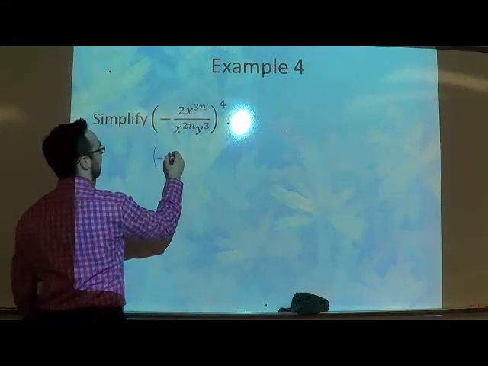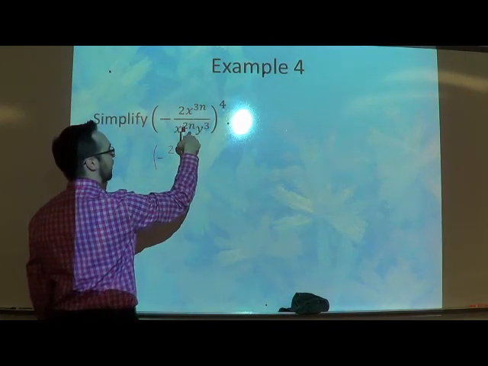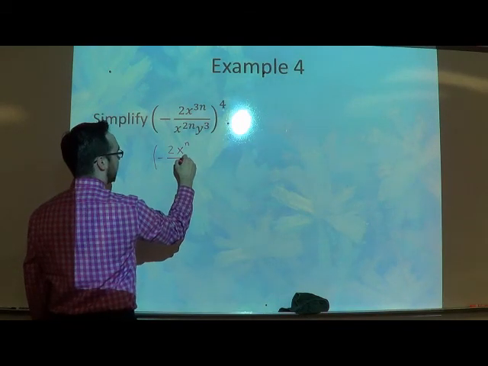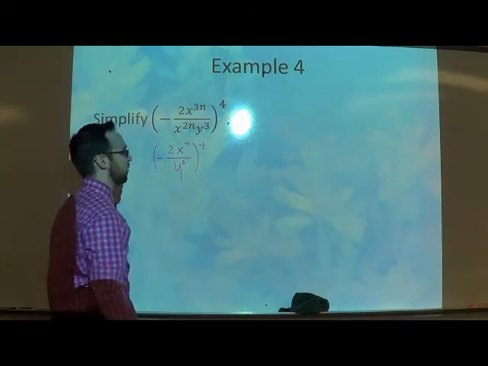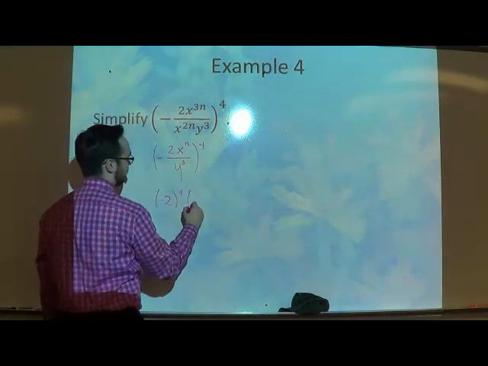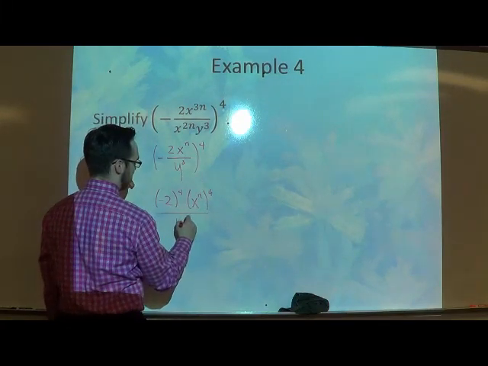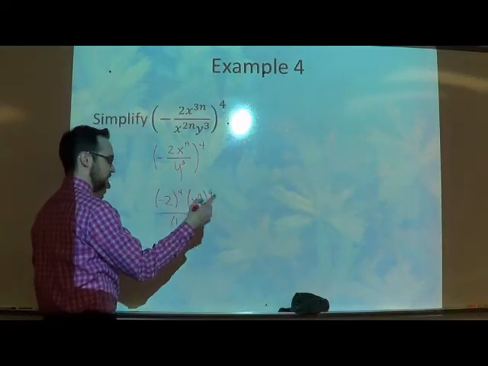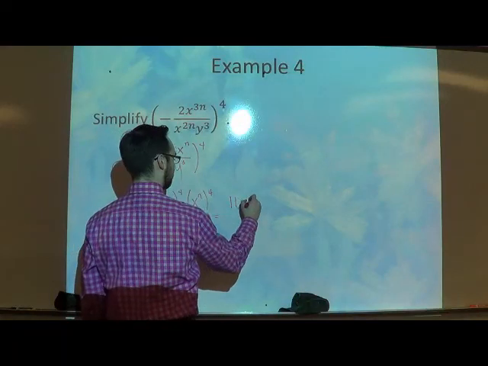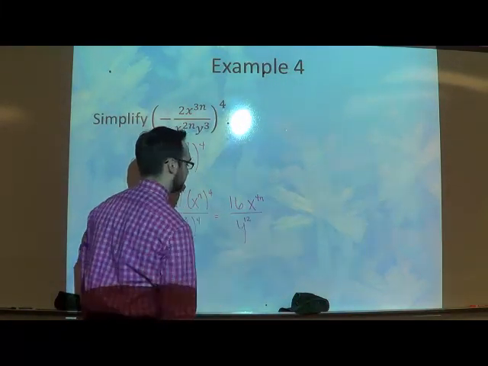So we're still going to leave the negative. We're going to have 2 x to the 3n divided by x to the 2n. 3n minus 2n is just x to the n. And then we're going to leave that with y to the third. This is all raised to the 4th power. Now I can distribute that 4. So we'll have negative 2 to the 4th times x to the n to the 4th all over y to the third to the 4th. So negative 2 to the 4th gives me 16, x to the 4n all over y to the 12th.